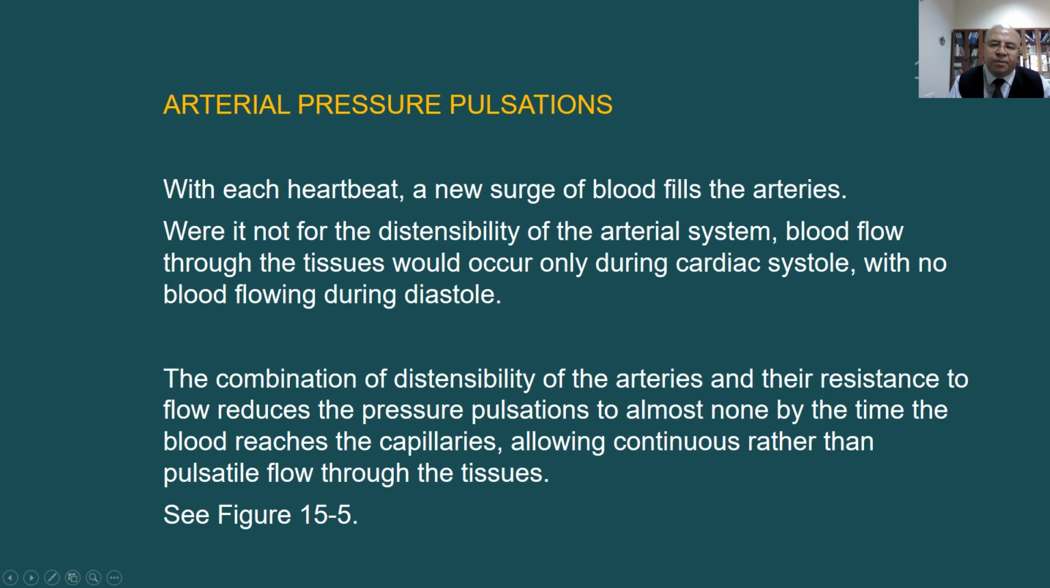Arterial pressure pulsations. With each heartbeat, a new surge of blood fills the arteries. Were it not for the distensibility of the arterial system, blood flow through the tissues would occur only during cardiac systole, with no blood flowing during diastole. The combination of distensibility of the arteries and their resistance to flow reduces the pressure pulsations to almost none by the time the blood reaches the capillaries, allowing continuous rather than pulsatile flow through the tissues.